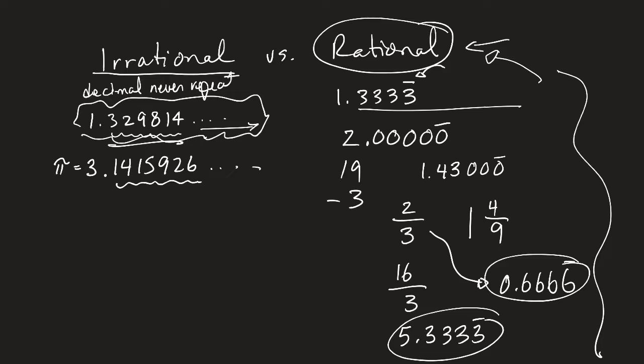Another example of an irrational number would be the number e. And I think that's 2.1828, etc. But it's a number that doesn't repeat.